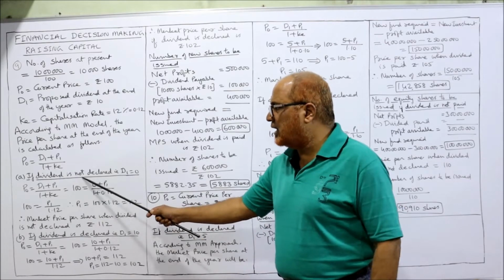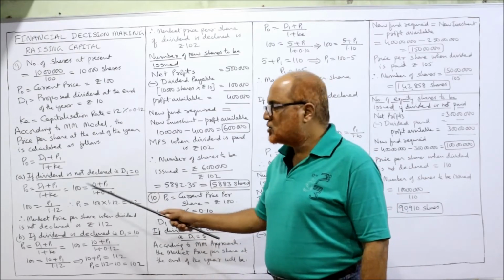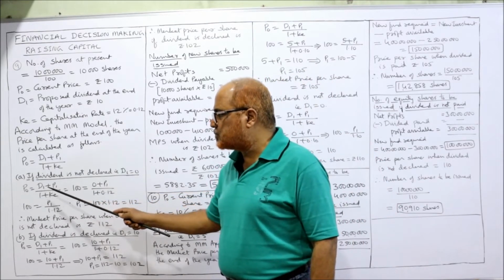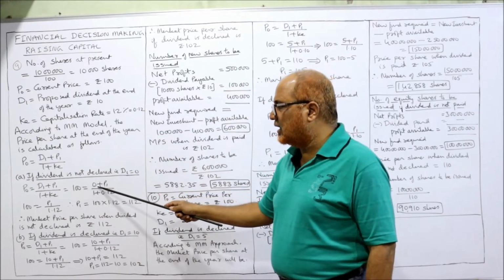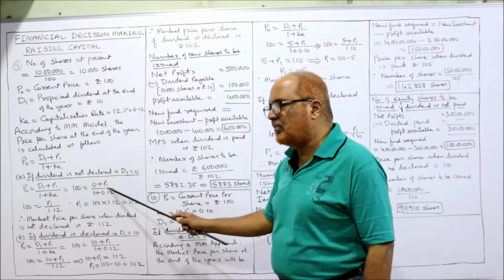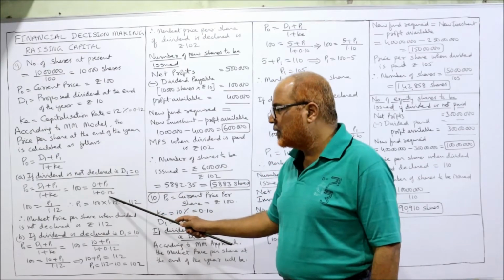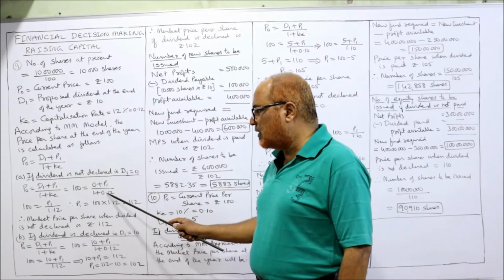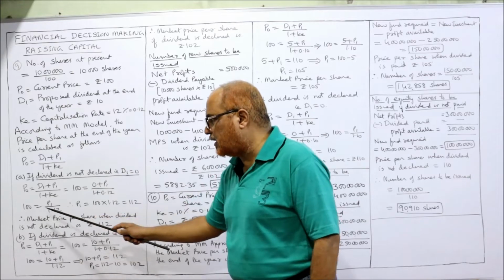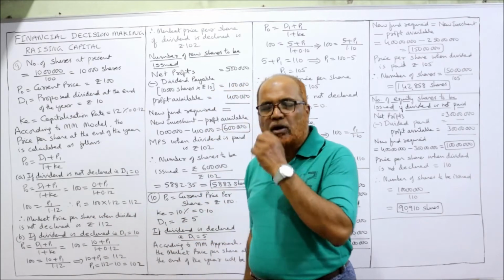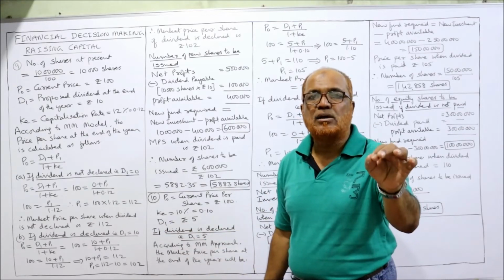The first situation, when dividend is not declared, that means we take D1 equal to 0. So in the formula, P0 = (D1 + P1) / (1 + Ke). P0 is 100 rupees, the current market price. D1 is 0, no dividend is declared. P1 we have to find out, the price at the end of the year. Then 1 plus Ke, Ke is 0.12. Now cross multiply. 1 plus 0.12 is 1.12. Now cross multiply, P1 into 1. P1 is equal to 100 into 1.12, 112. So we got the market price per share at the end of the year is 112 if dividend is not declared.